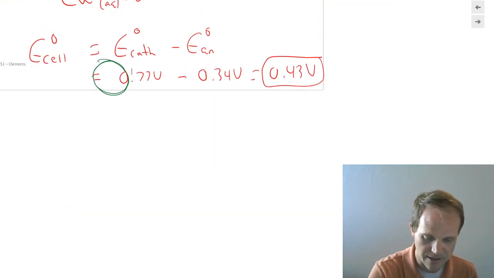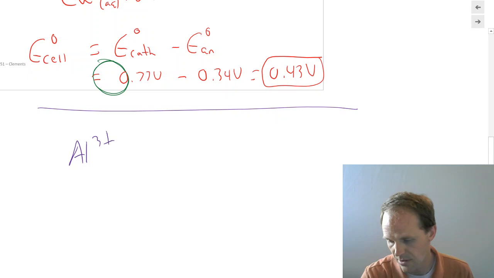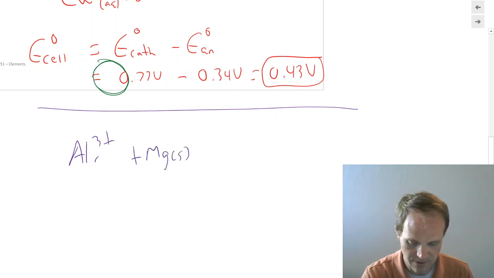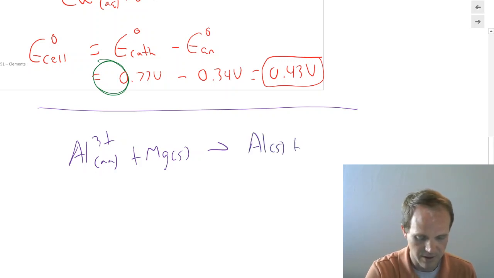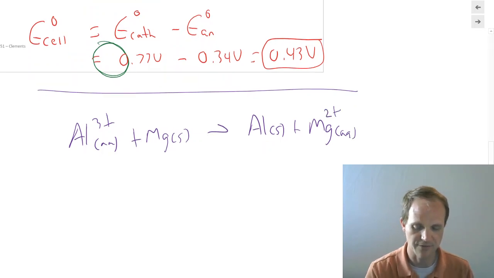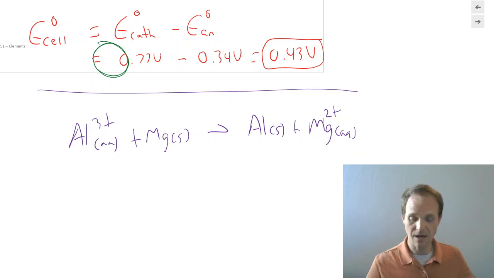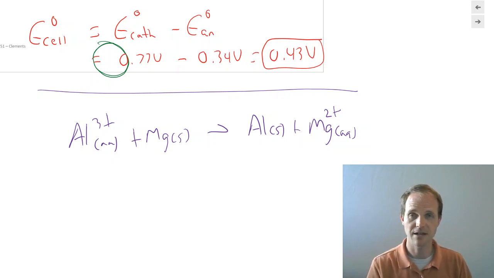All right, let's do another example. Here we're going to look at a cell of aluminum and magnesium going to aluminum and magnesium, but in slightly different forms. All righty, so who's being oxidized? Okay, hopefully you came up with magnesium going from 0 to 2 plus as an oxidation state, which means aluminum must be being reduced. What can you say about the standard reduction potential of aluminum versus magnesium?